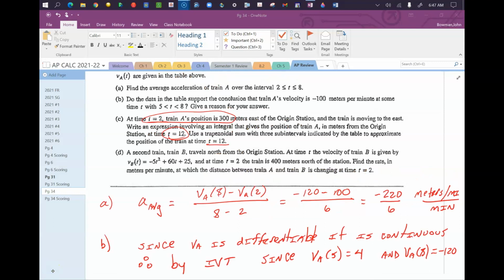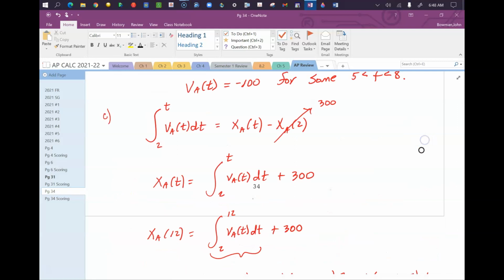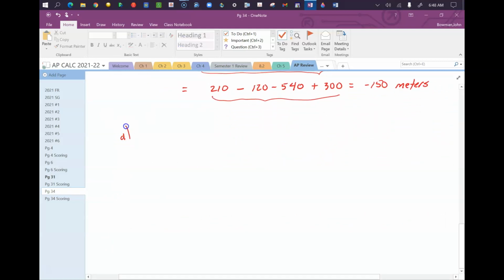And for the last part of this question, it is a related rates question, which is something that a lot of students struggle with. So pay attention to this, and if you have questions about it, make sure you ask. A second train, train B, travels north from origin station. At time t, the velocity of train B is given by vb of t is equal to negative 5t squared plus 60t plus 25. At time t equal 2, the train is 400 meters north of the station. Find the rate in meters per minute at which the distance between train A and train B is changing at time t equal 2.